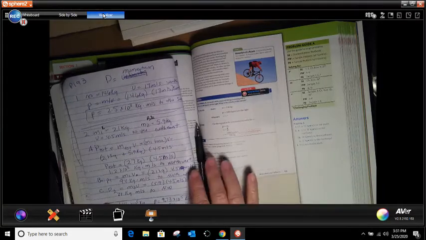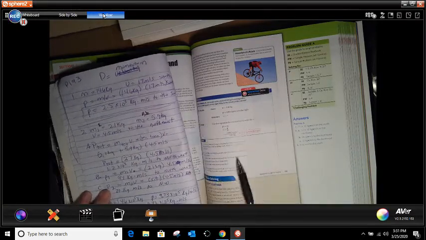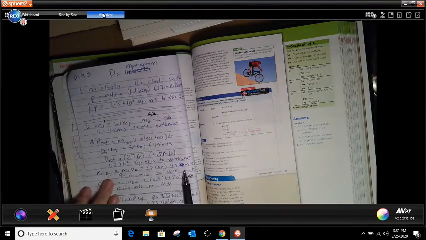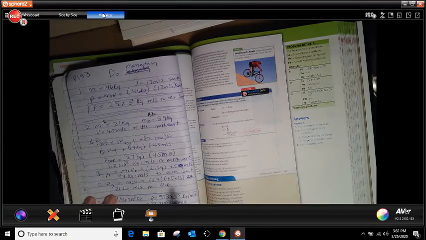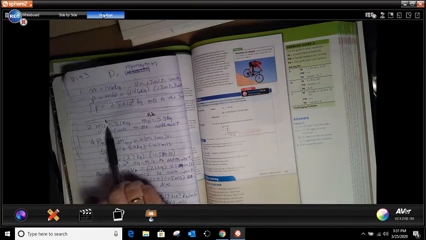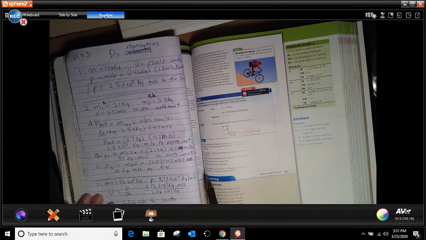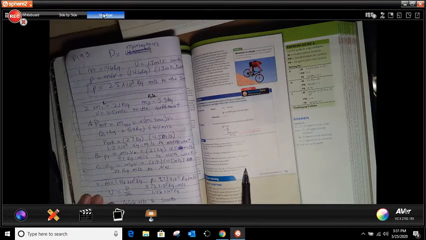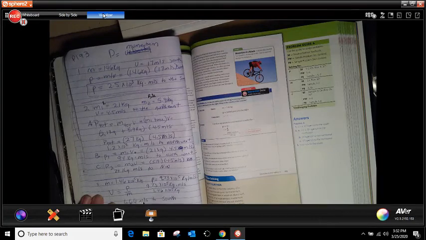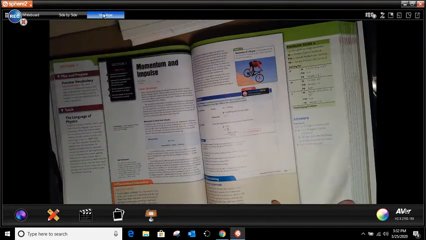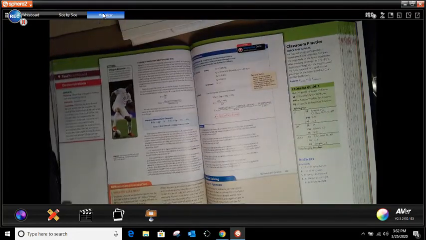Now, B is asking us for the momentum of the child, so we're only looking for the child here. Here we're asking for the bike. We're just using the bike here. Remember, bike and child. Then number 3 says a blue whale has a mass of 1.46 times 10 to the 5th kilograms. The momentum is 9.73 times 10 to the 5th, and it's going south. So one thing we're doing here is taking our P and dividing by our M to get that number.